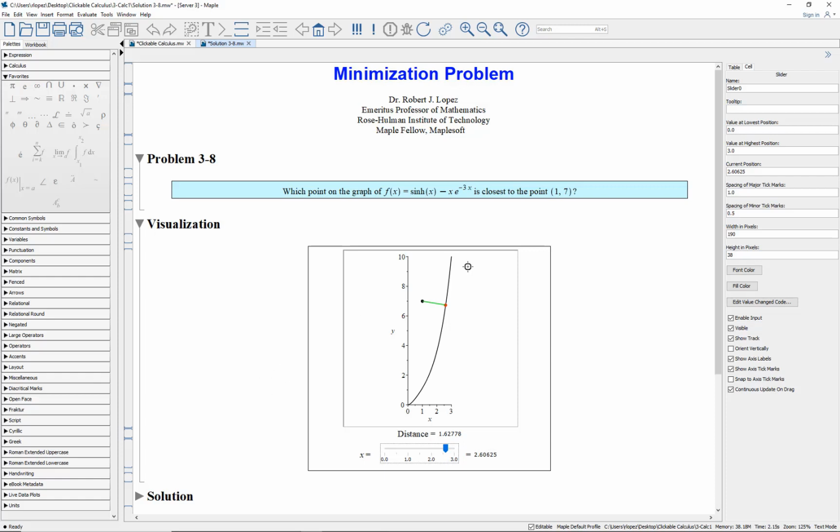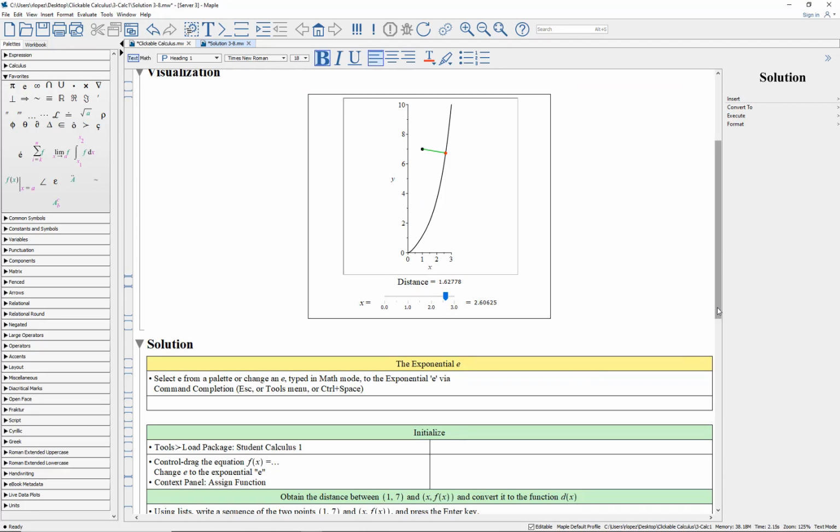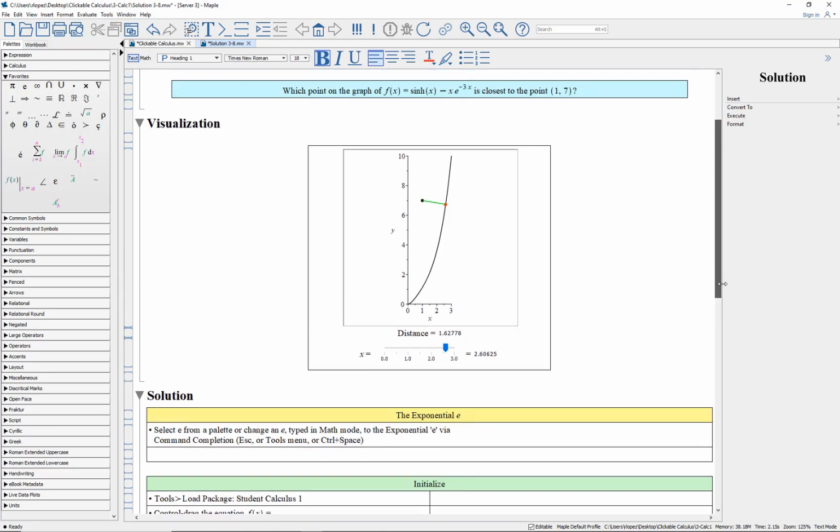And it also shows that the green line seems to be perpendicular to the curve. So there's a visualization that a student can play with and say, oh yeah, this is what we're trying to do. We're trying to make this green line as small as possible. Distance between this fixed point and a point on the curve as small as possible. Let's solve this problem. Begin by thinking about defining the function f.